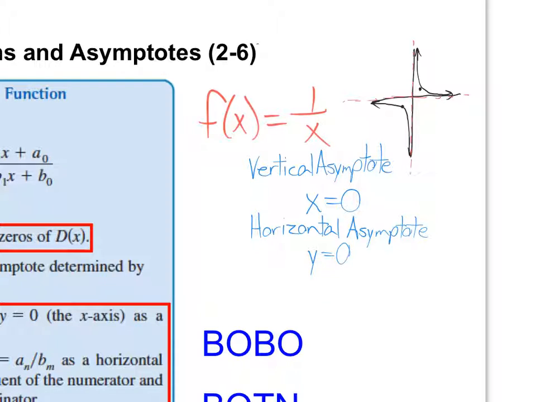Okay? Yes? If it was -1 over x, it would just be, the graph would be in quadrants 2 and 4. That's correct. Yeah, -1 over x would simply be a reflection across the x-axis. So that actually would not impact our asymptotes at all. Okay?